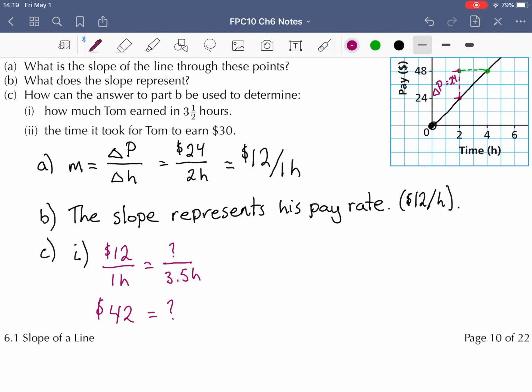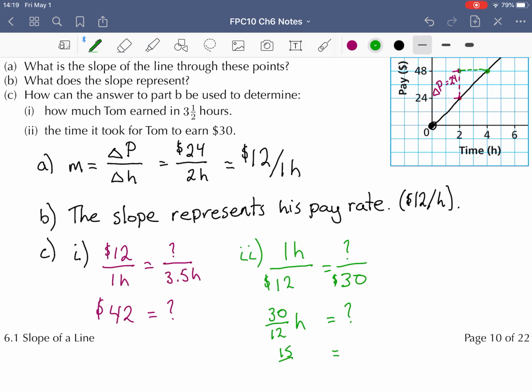Just using basic proportions. Now, how long did it take for him to earn $30? Well, we can work this as a proportion the other way. In 1 hour, he earns $12. So how many hours will it take for him to earn $30? Well, we do our cross multiplying. We take our 30, times it by 1, then divide it by 12. 30 times 1 is 30. 30 divided by 12 is just 30 over 12. So it takes 30 over 12 hours.